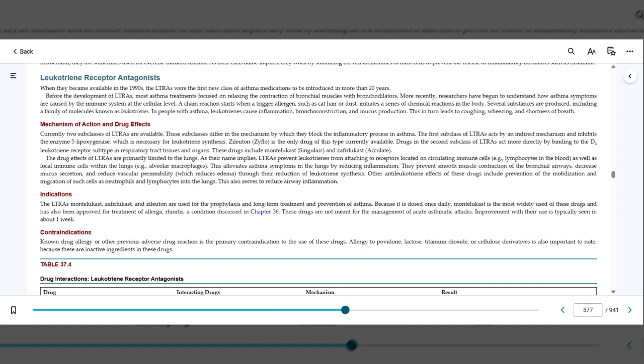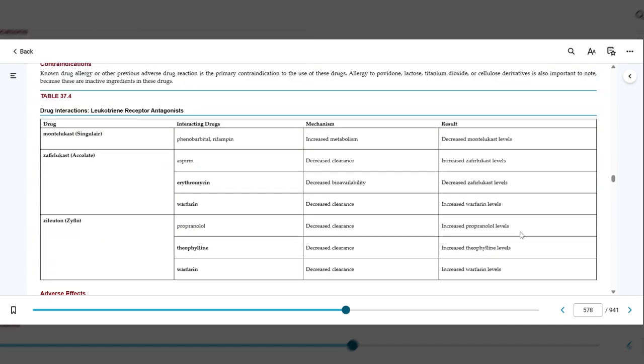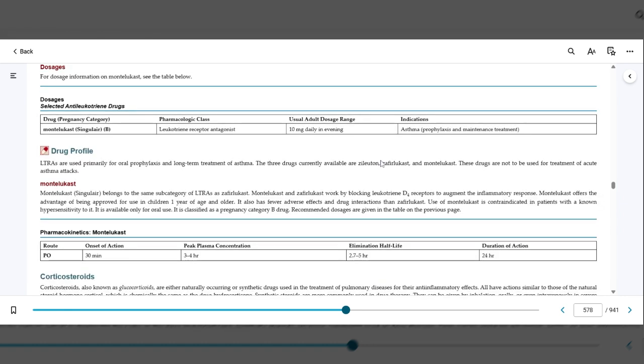Table 37.4, let me scroll to that, has some interactions to note with our LTRAs. My drug of choice for this one is montelukast. Montelukast is an LTRA. It works by blocking those receptors to decrease the inflammatory response. The benefit of this drug is that it's been approved for kids over the age of 1 year. That's a benefit, because earlier we mentioned that there aren't many options for kids under the age of 2.